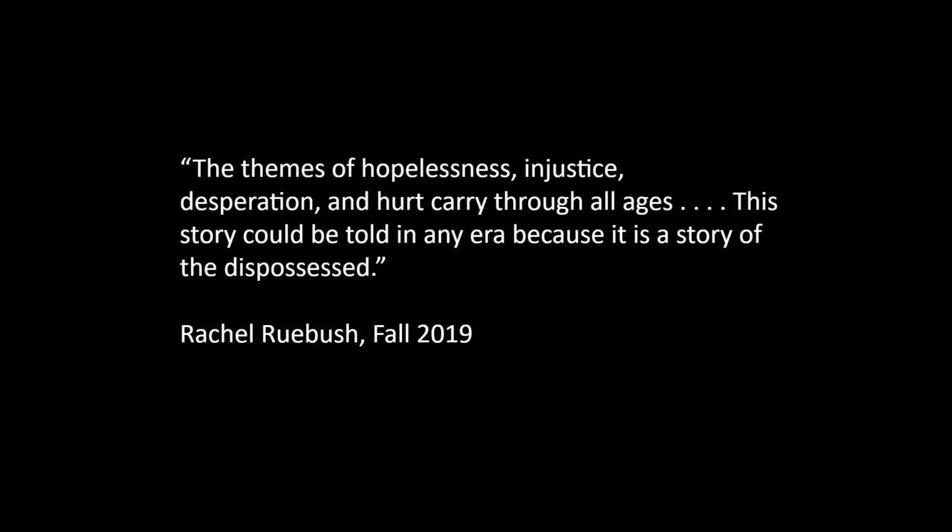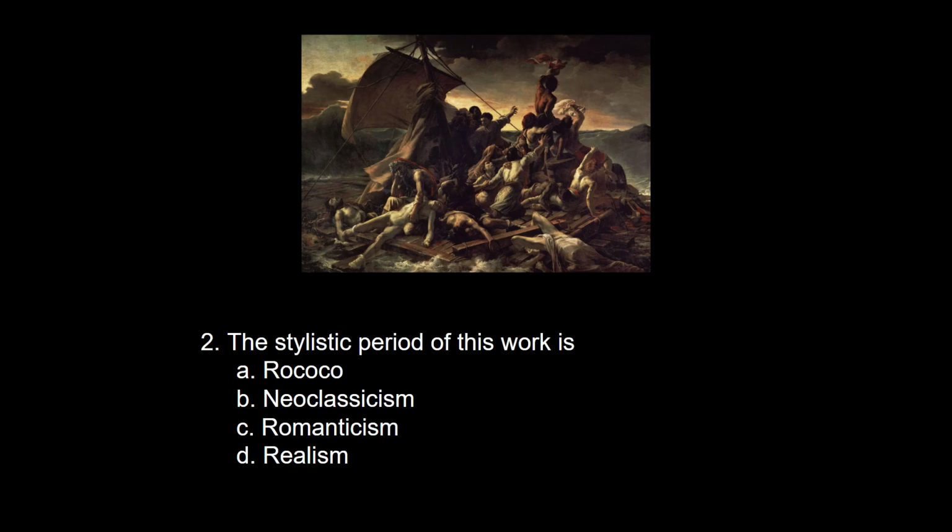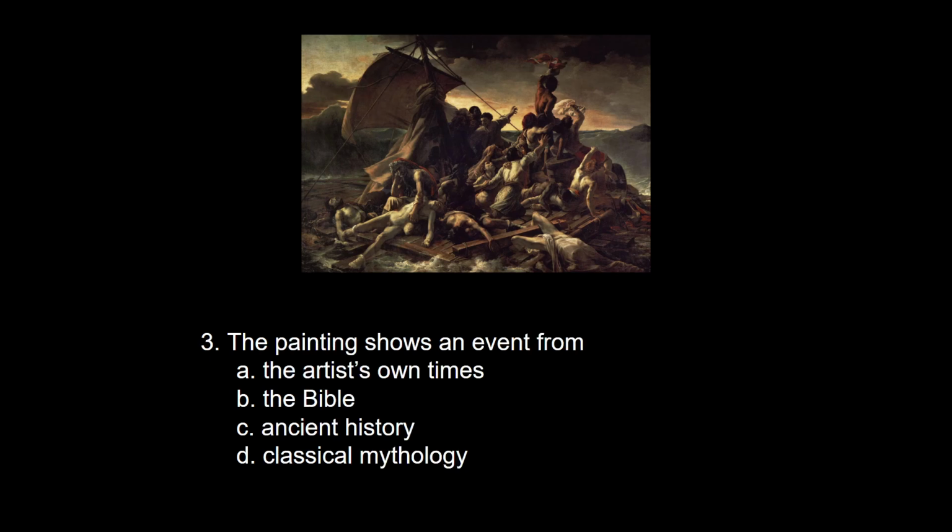There's that quote from this student. It's pretty good, actually. A little practice though. Okay, artist is A, Gericault. Stylistic period of this work is C, Romanticism. That's what we're looking at. Painting shows an event from A, the artist's own times, as opposed to what would typically be in a history painting.